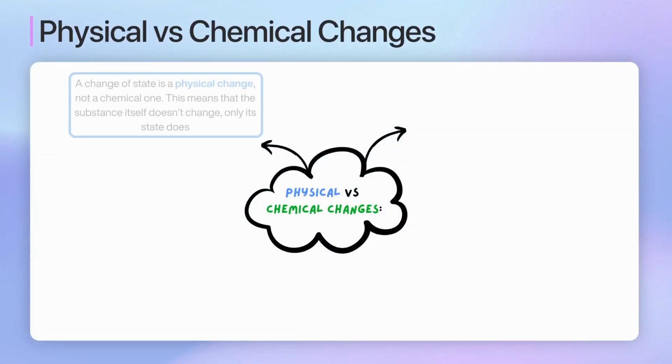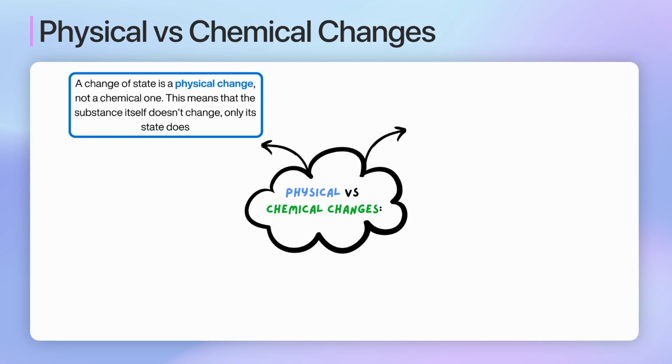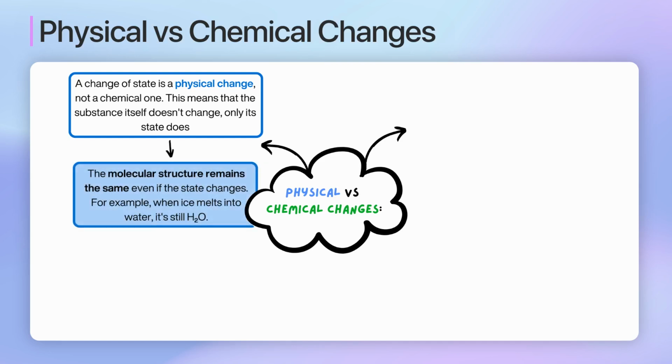A change of state is a physical change, not a chemical one. This means that the substance itself doesn't change, only its state does. With physical changes, the molecular structure remains the same even if the state changes. For example, when ice melts into water, it's still H2O.